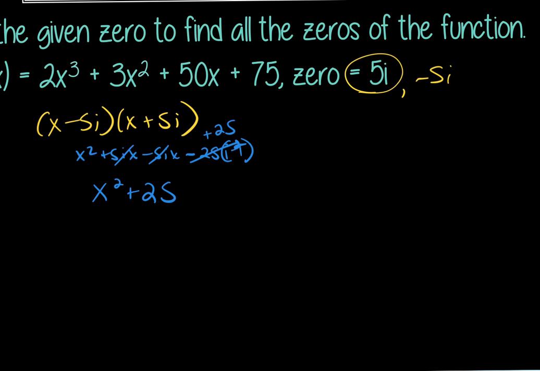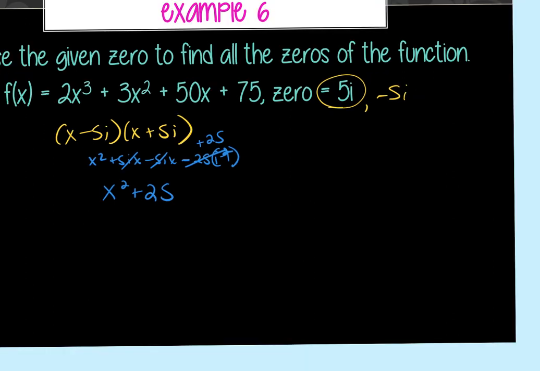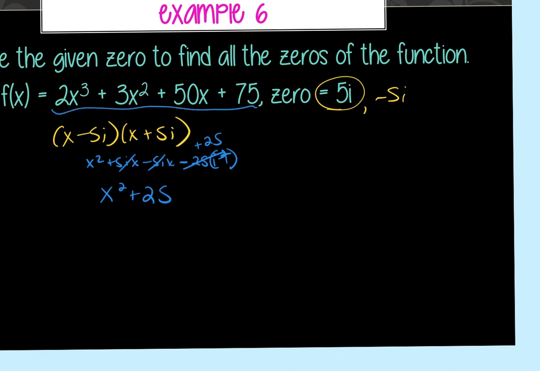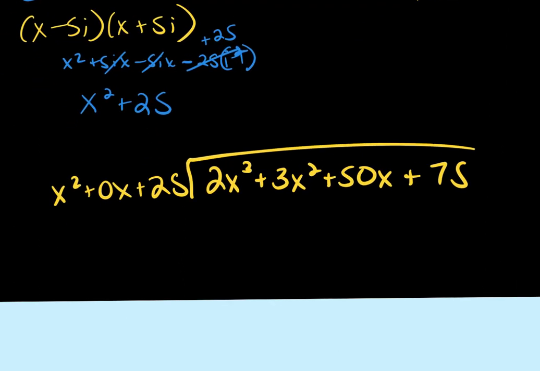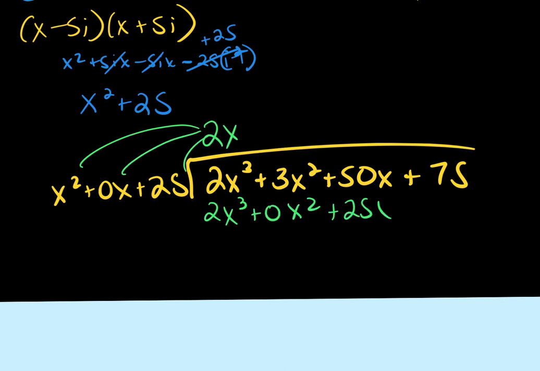Now I'm going to divide, not synthetically because it's squared. I'm going to divide using long division with this: 2x to the third plus 3x squared plus 50x plus 75, divided by x squared plus 0x plus 25. You have to have the 0x. Why? Good. We skipped that spot, so you have that placeholder. So what goes at the top? 2x. Multiply it out: 2x to the third plus 0x squared plus 25x.